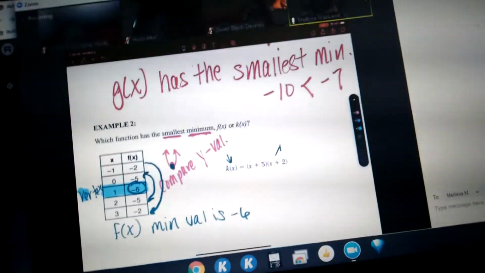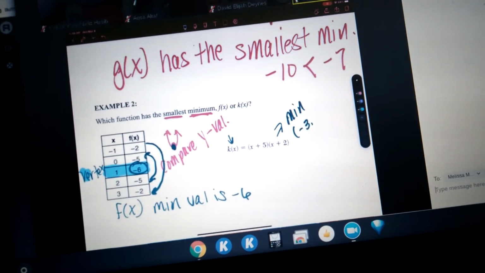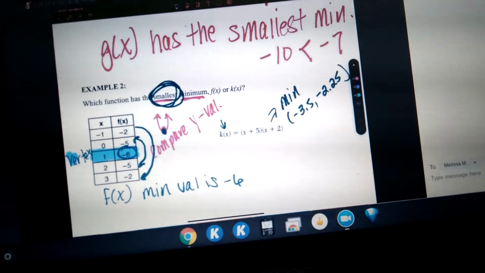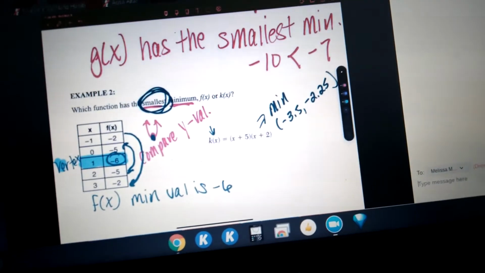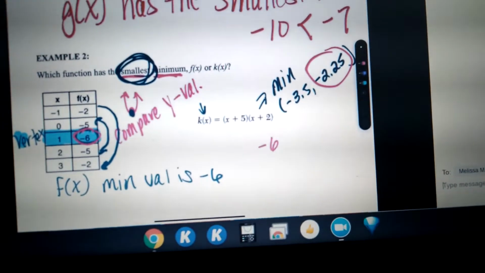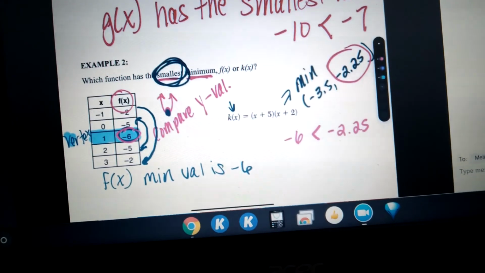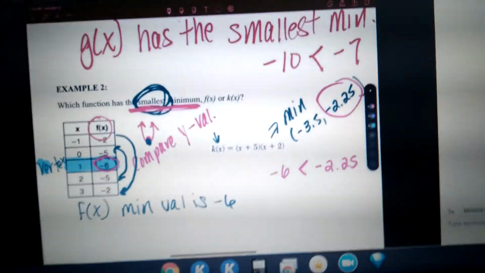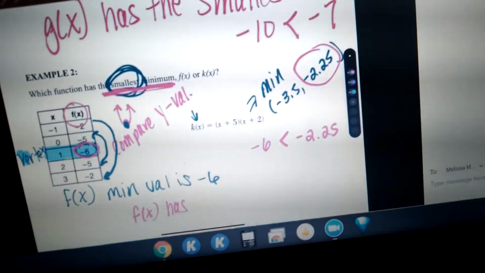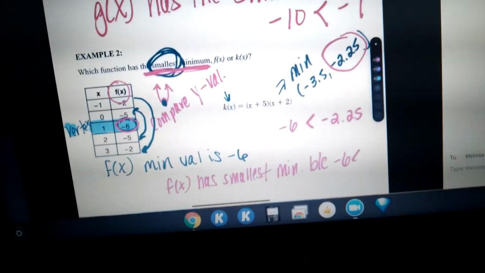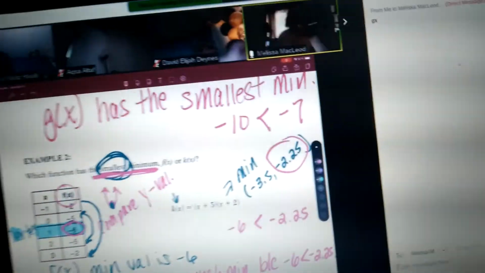So I know this one has a minimum when x is negative 3.5 and y is negative 2.25. So it's looking for the smallest minimum. Remember, we're looking at the y values. So I go, all right, which one is smallest? Negative 6 is less than negative 2.25, making f of x have the smallest minimum. Everyone understand? So my answer would be f of x has the smallest minimum because negative 6 is less than negative 2.25. Any questions with this?